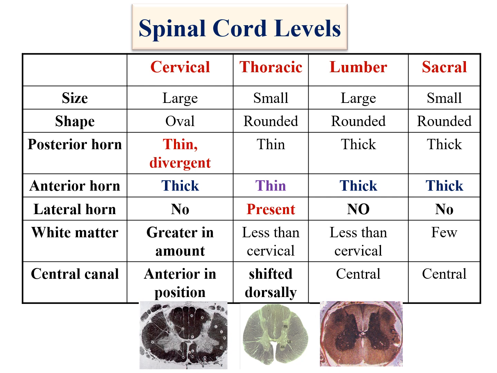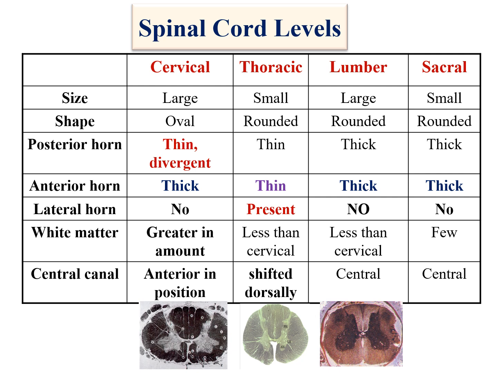This comparison is very important, to compare between the levels of the spinal cord. What about the levels of the spinal cord? You have cervical, thoracic, lumbar, and sacral and coccygeal. But this table discusses the differences between cervical, thoracic, lumbar, and sacral. As regards the size, cervical is large, thoracic is small, lumbar is large, and sacral is small. So, large, small, large, small.